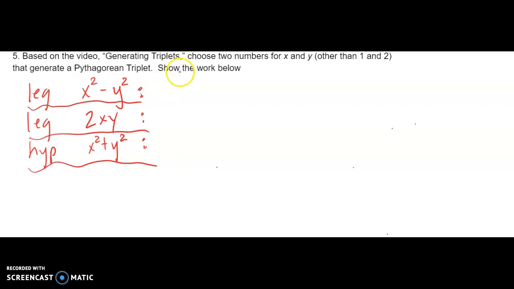So for the first one, let's go ahead and say that x equals 3. Nope, x equals 4. Sorry, x has got to be greater than y here. So x is 4 and y is 3, and let's see what happens.